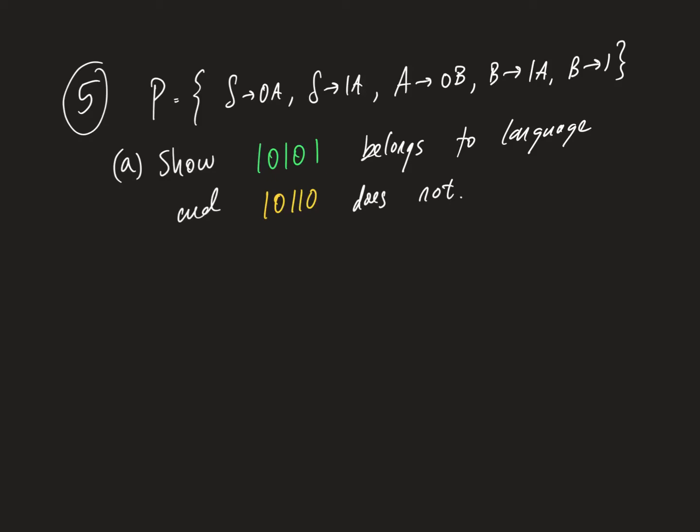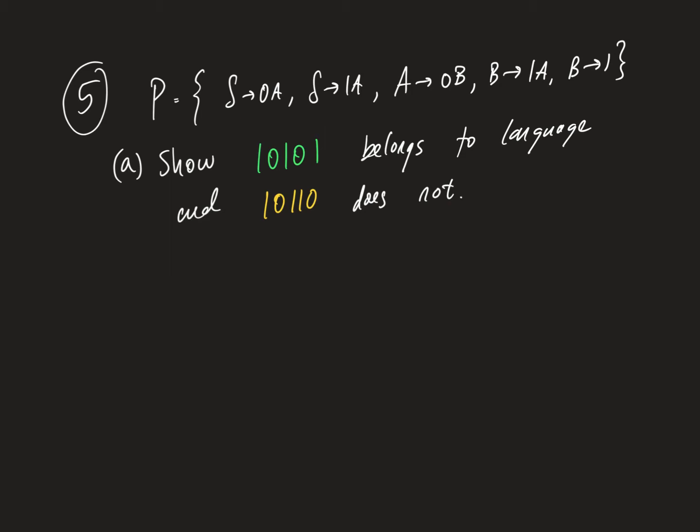Okay, so we're going to examine this phase structure grammar. This is number 5 in section 13.1. And we're given some productions, and the first part is showing that 10101 belongs to the language that's generated by these productions, and 10110 does not belong to the language.